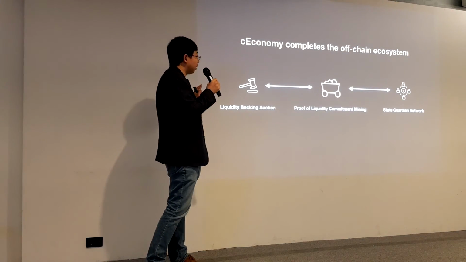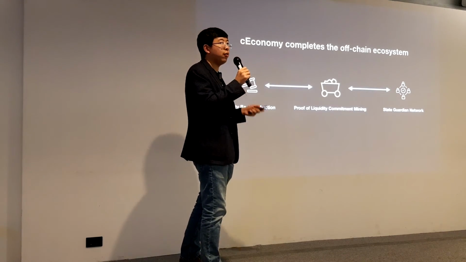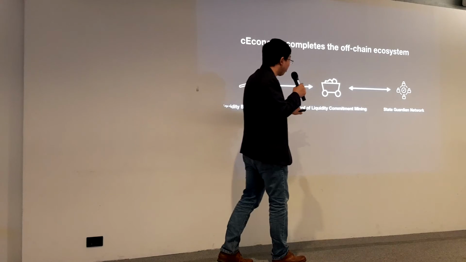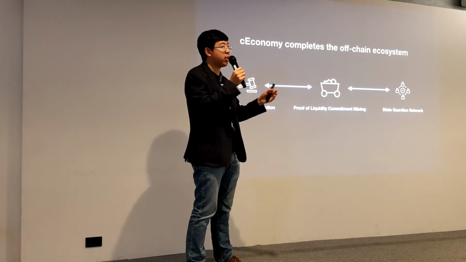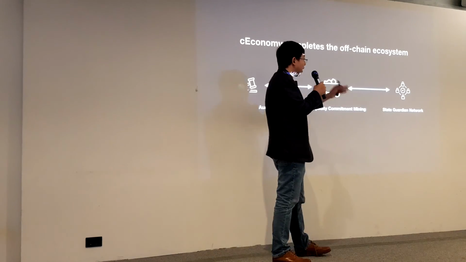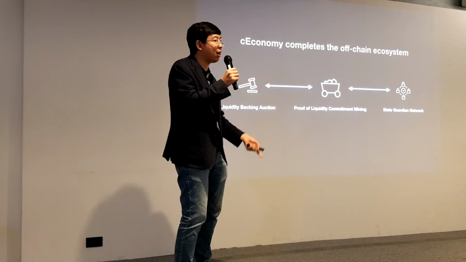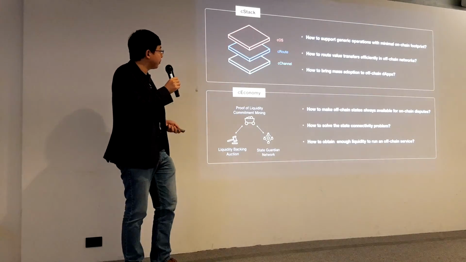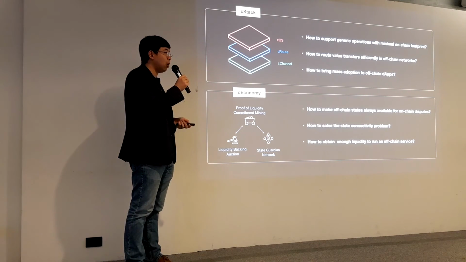So this is the economic construct that we propose. If you really think about it, it completes the circle of off-chain economic design. The liquidity backing auction and the proof of liquidity commitment mining process ensure that we can easily bring on-chain state to the off-chain world, because we solve the liquidity shortage problem. And then the state guardian network is here to ensure that whenever needed, we can bring the off-chain state back to on-chain. So it completes the entire circle of the crypto economic incentive design. That's a quick introduction to our economic construct as well.